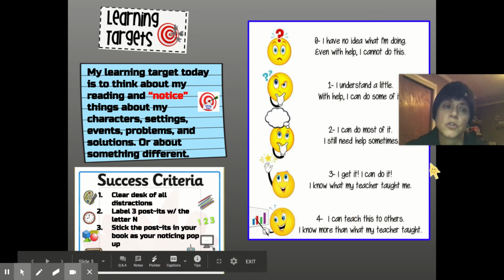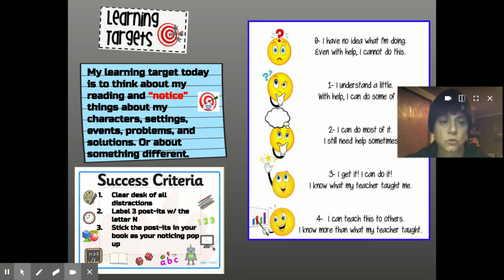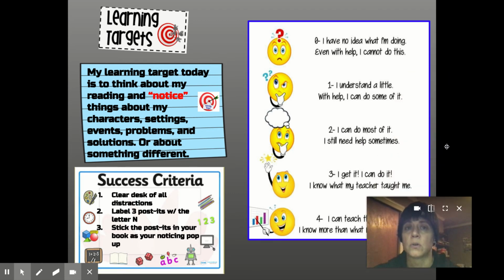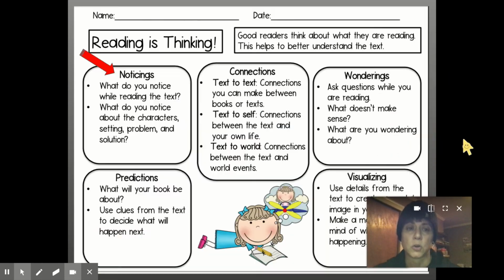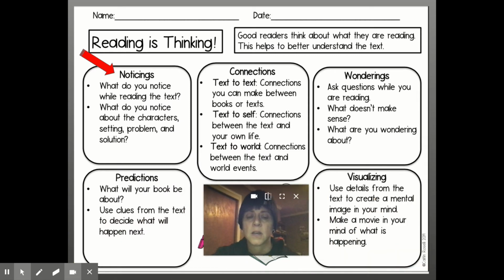Okay, so what you should have been saying to yourself is, my learning target today is to think about my reading and notice things. Notice your story elements: characters, setting, events, problems, and solutions. But there might be other things you notice as a reader, and that is okay too. So our next slide tells us in a few more words, what does it mean to notice?